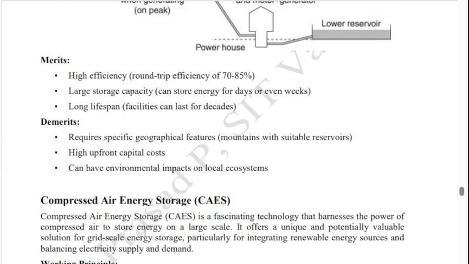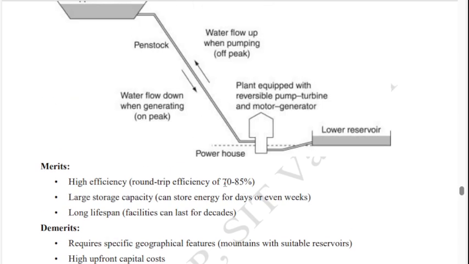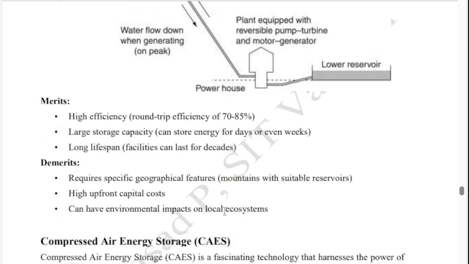Now the merits and demerits. High efficiency: the round trip is 70 to 85%, meaning the energy required to pump the water versus whatever energy we are getting back. If we use 100% to store water, we get up to 85% back. Large storage capacity: it can store energy for days or even weeks. Long lifespan: the facility can last for decades.